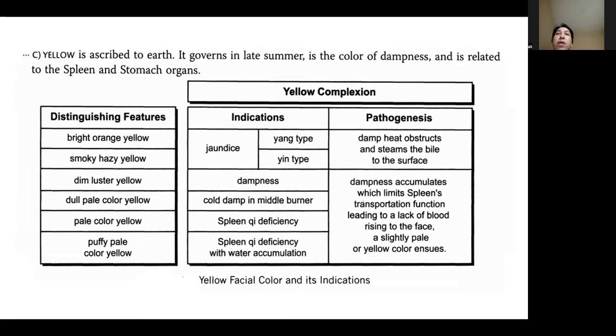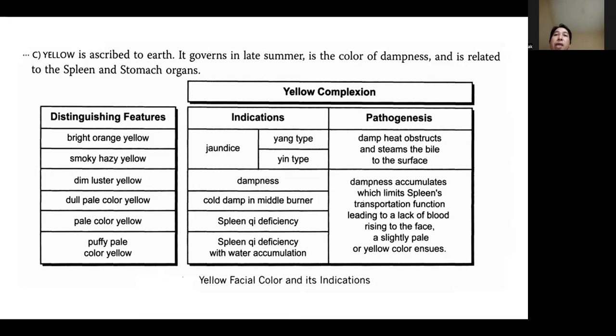Letter C, yellow is ascribed to earth. It governs in late summer. It's the color of dampness and it's related to the spleen and stomach organs. You can see this is the table of yellow complexion. The distinguishing feature is bright orange yellow, and the indication is jaundice, and jaundice is of two types, the yang type and the yin type. And the pathogenesis is damp heat obstructs and steams the bile to the surface.